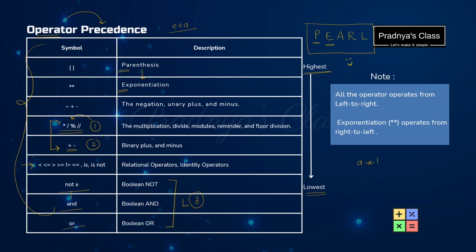What if in the expression we have more than one operator with the same precedence? That time we will follow the concept of associativity. Associativity means we decide whether operators will get evaluated from left to right or from right to left. All the operators operate from left to right, but there is an exception. Only the exponentiation operator operates from right to left. If we have more than two exponentiation operators in the expression, then it will get evaluated from right to left. Hope now you don't have any doubt regarding operators.